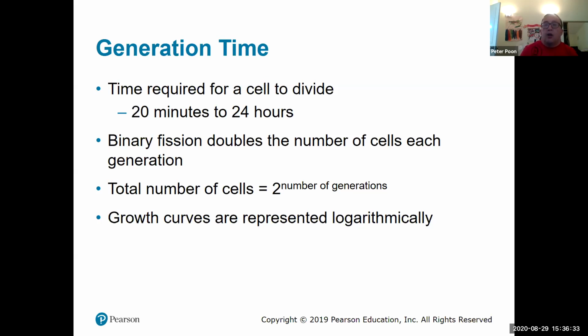Okay, so if I start off with one cell and the generation time is 20 minutes, in 20 minutes I have two cells. In 40 minutes, I have four cells. In 60 minutes, I have eight cells.